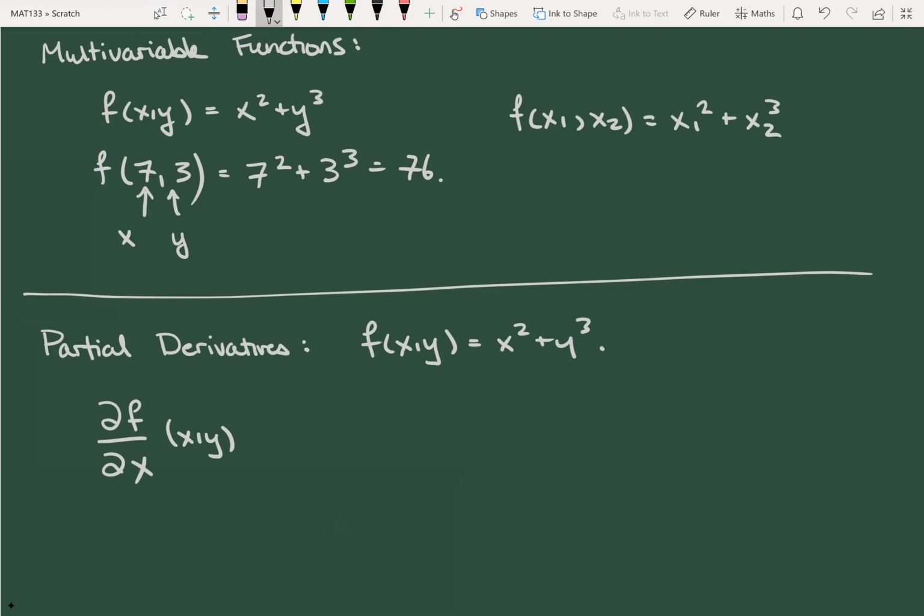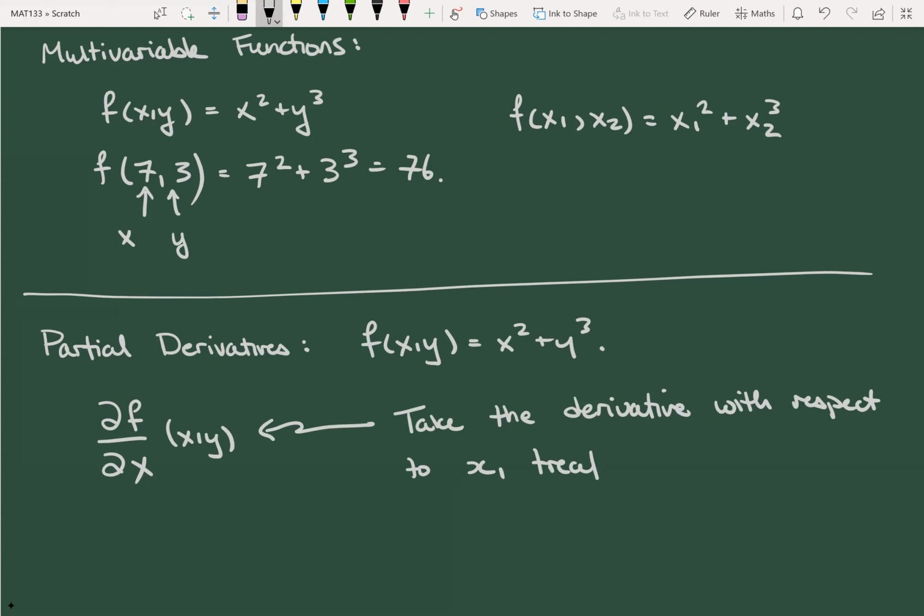And what this means is take the derivative with respect to x, treating y as a constant, or let's say treating everything else as a constant.